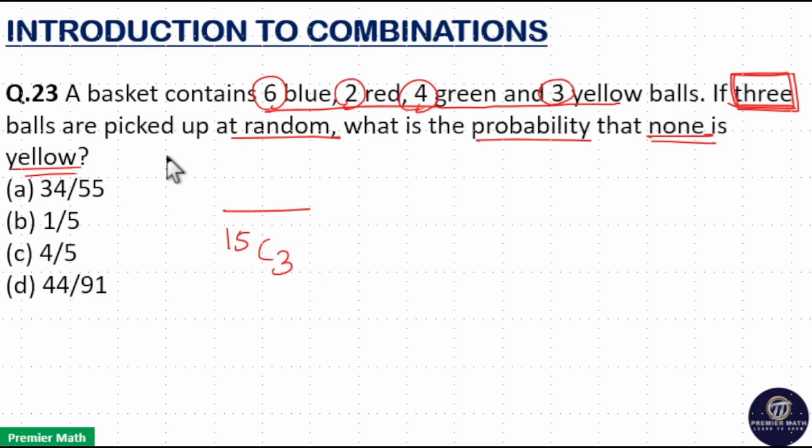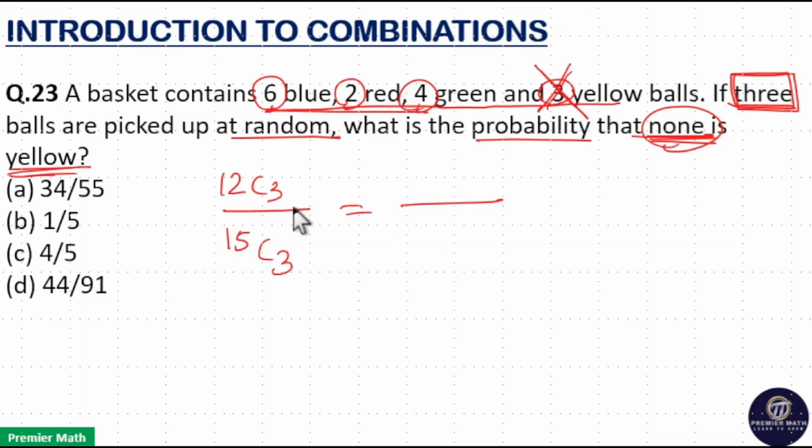Now, our favorable outcome is none should be yellow. Here, none of the balls should be yellow, which means you have to ignore these 3 balls. Remaining, we have 6 plus 2 plus 4. That is, you should pick these 3 balls from these total 12 balls. That is, just ignore these 3 balls because our outcome should not be yellow. So 12C3 is your favorable outcome.